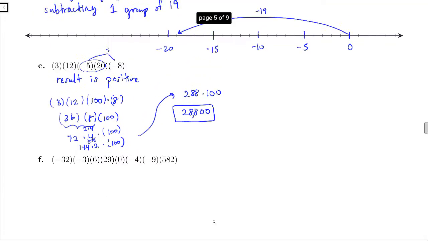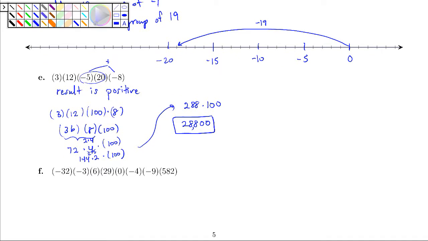Now, if you wanted to, you could also multiply this straight left to right, like 3 times 12 is 36, 36 times negative 5 is whatever 36 times negative 5 is, and then that number times 20, and then that number times negative 8. So you could work left to right if you wanted. Actually, let's do that and see that it comes out the same. 3 times 12 times negative 5 times 20 times negative 8. So this is 36 times negative 5 times 20 times negative 8.